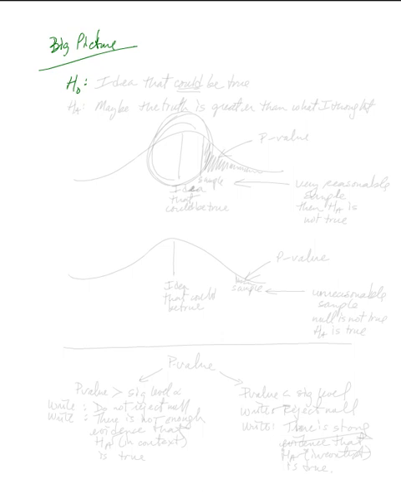Suppose the null is an idea that could be true. Now remember, could be true. We never know if it is true or not. And the alternative, let's say, is maybe the truth is greater than I thought.